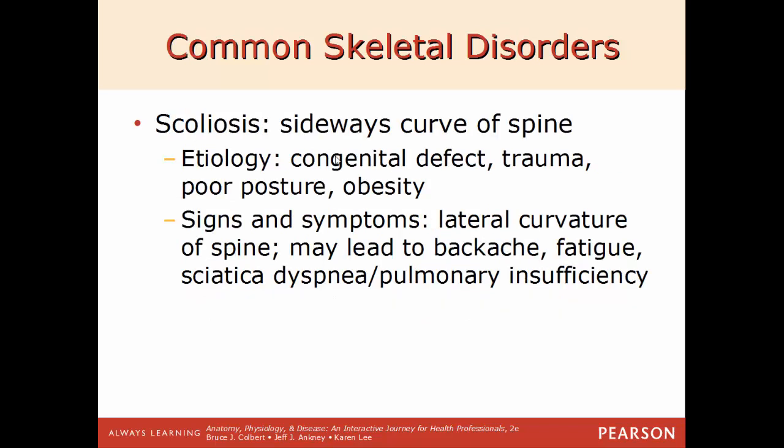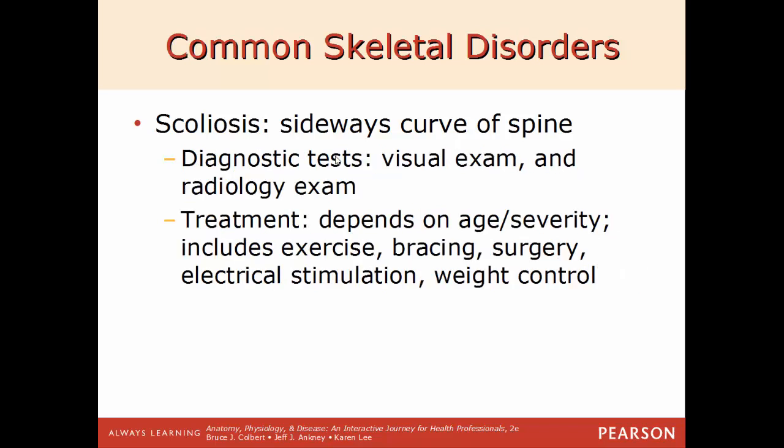Scoliosis, sideways left and right curvature of the spine. Etiology, this is a congenital defect, also caused by trauma or poor posture and obesity. Signs and symptoms, a clear lateral curvature of the spine, fatigue, sciatica, pulmonary insufficiency also. Some diagnostic tests, visual exam, radiological exams. Treatment, again, will depend on the age of the person and how severe the curvatures are. This could be exercise, it could be bracing, it could be surgery, it could be weight control.